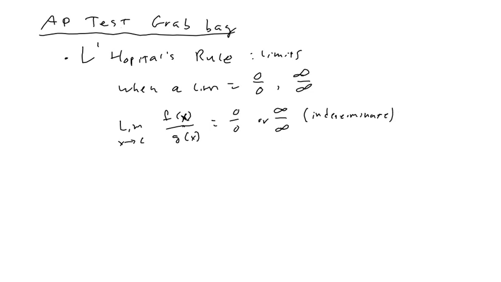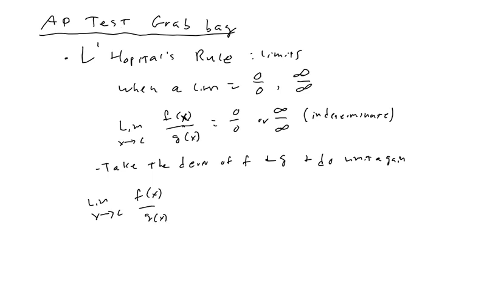What you do is take the derivative of f and g and do the limit again. So basically, the limit as x approaches c of f of x over g of x, instead you change it to the limit as x approaches c of f prime of x over g prime of x.